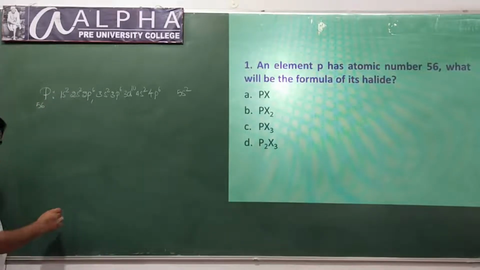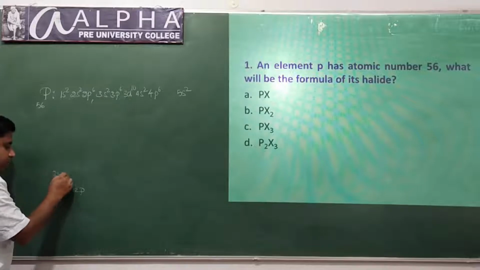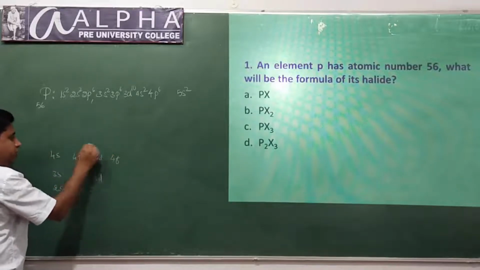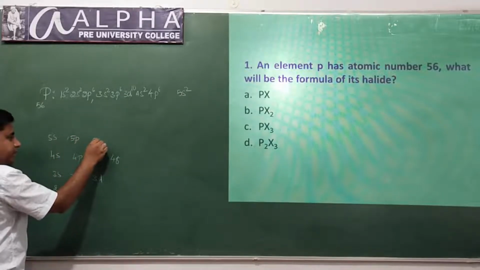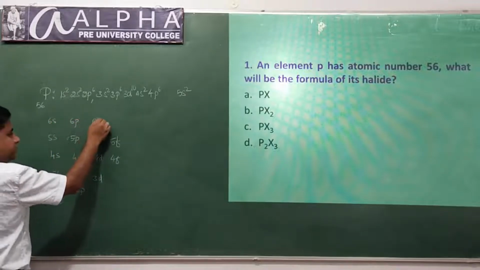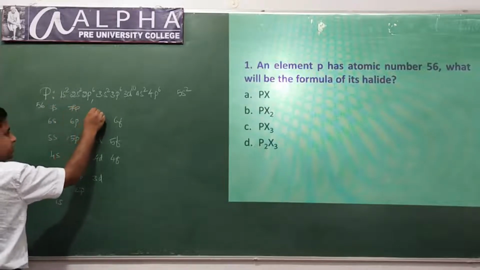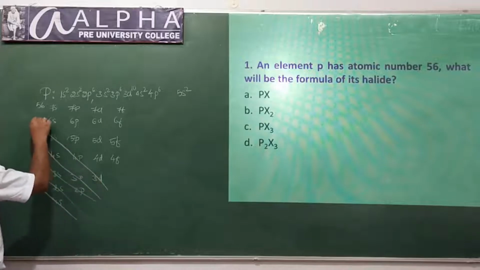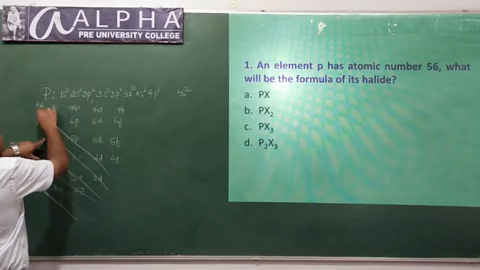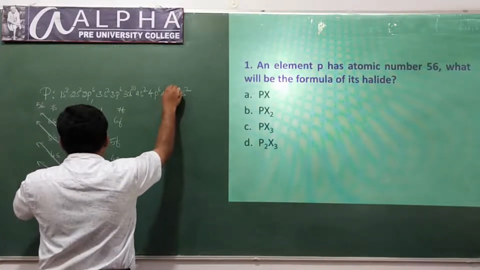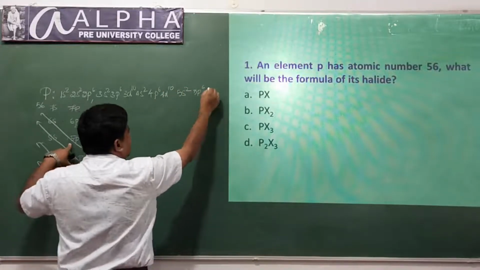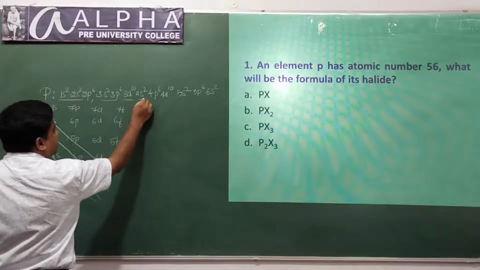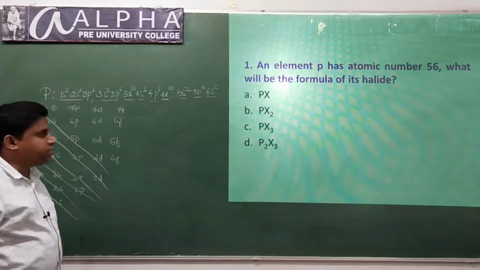After 5s2, you know the energy level diagram: 1s, 2s, 2p, 3s, 3p, 3d, 4s, 4p, 4d, 4f, 5s, 5p, 5d, 5f, 6s, 6p, 6d, 6f, 7s, 7p, 7d, 7f. So the order goes 1s, 2s, 2p, 3s, 3p, 4s, 3d, 4p, 5s, then 4d10, 5p6, and then 6s2. Now just count, are we satisfied with 56? 10, 20, 30, 40, 50, 56. Yes, that's correct.